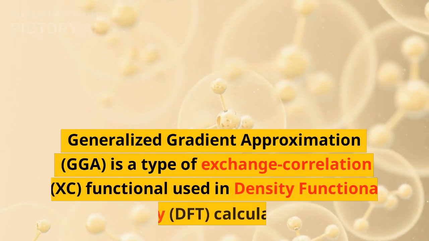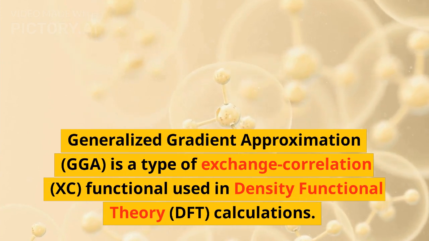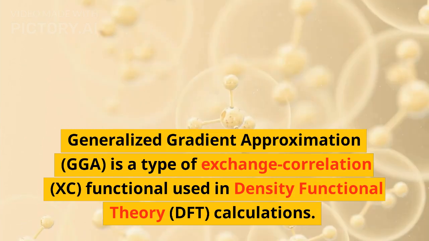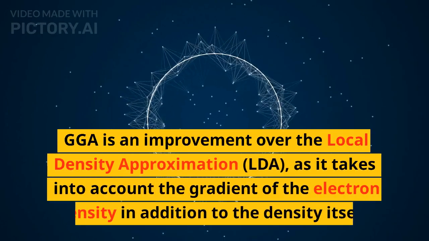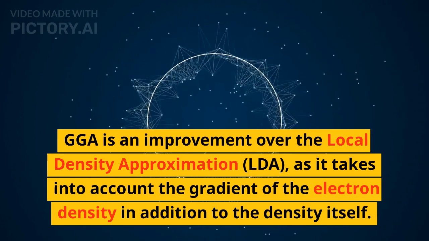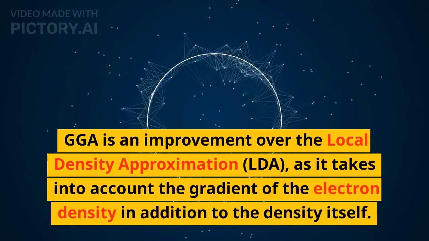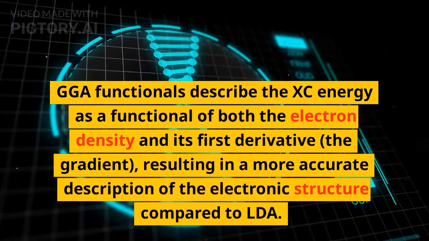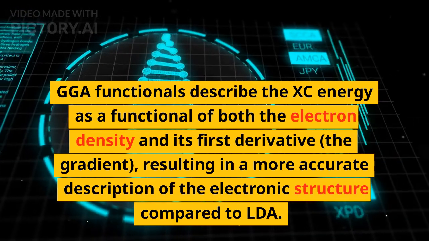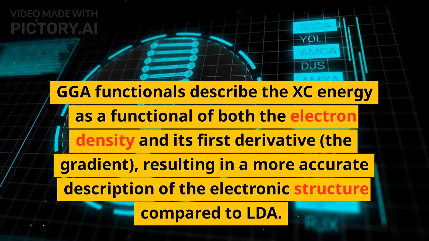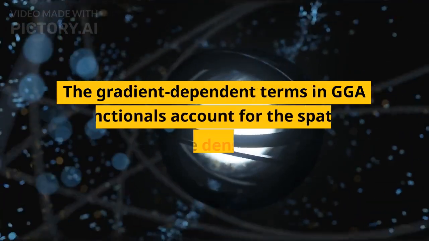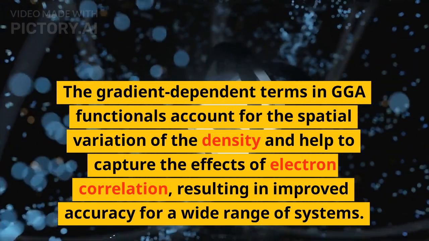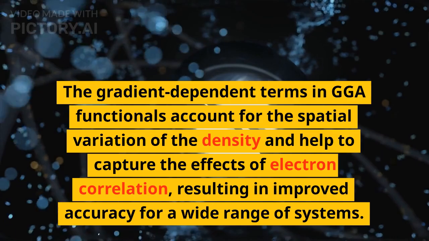Generalized Gradient Approximation, GGA, is a type of exchange correlation, XC, functional used in density functional theory, DFT, calculations. GGA is an improvement over the local density approximation, LDA, as it takes into account the gradient of the electron density in addition to the density itself. GGA functionals describe the XC energy as a functional of both the electron density and its first derivative, the gradient, resulting in a more accurate description of the electronic structure compared to LDA. The gradient-dependent terms in GGA functionals account for the spatial variation of the density and help to capture the effects of electron correlation, resulting in improved accuracy for a wide range of systems.